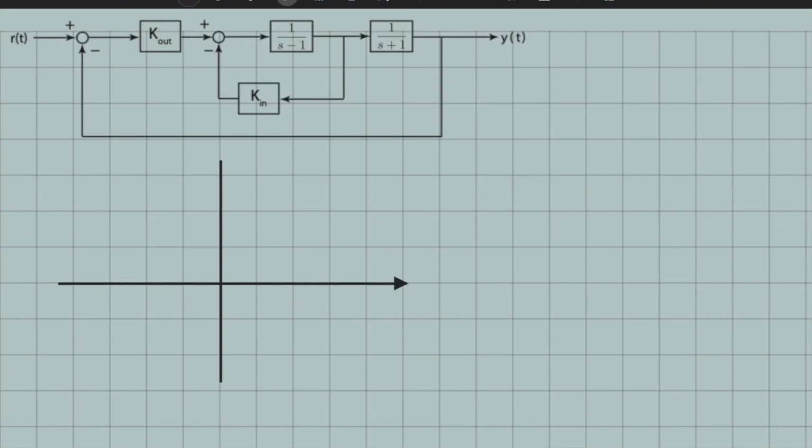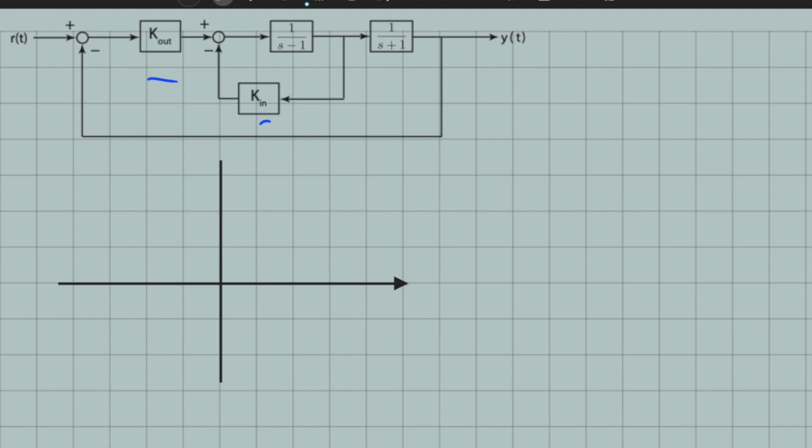Hello everybody. In this video, I will analyze this closed-loop system using the root locus techniques. In the previous video, if you remember, I analyzed the stability of the system using the root locus method, and our goal was trying to find the range of k out and k in such that the closed-loop system is stable. The root locus can also give insight about stability, but it provides much richer information because we can now technically track the dependence of the closed-loop poles with respect to a parameter.